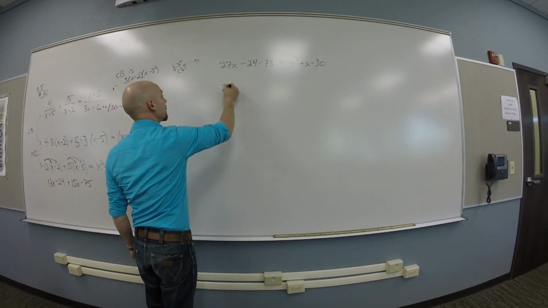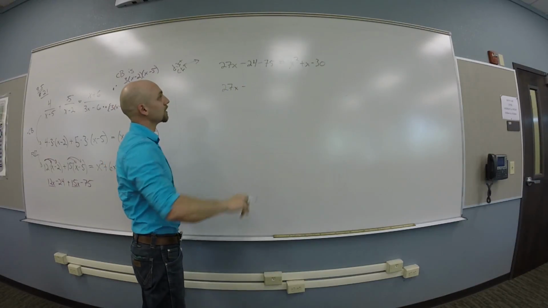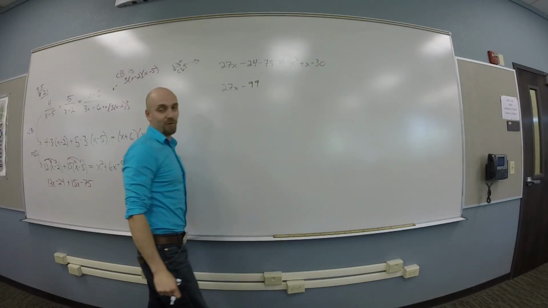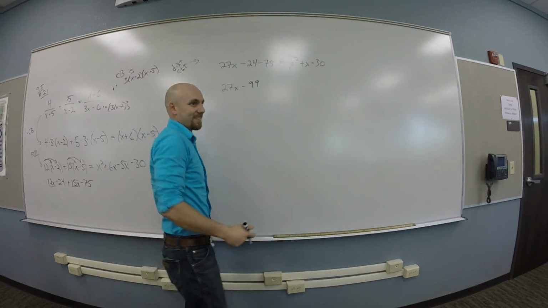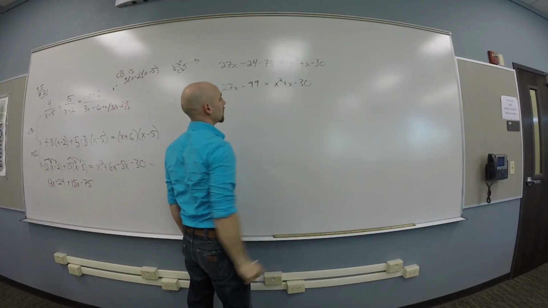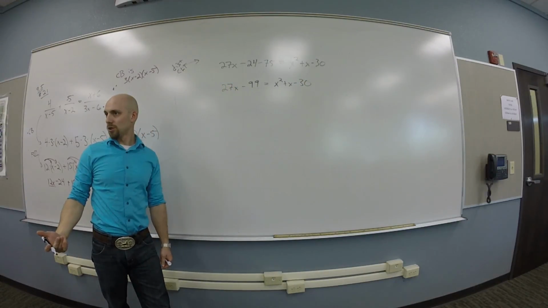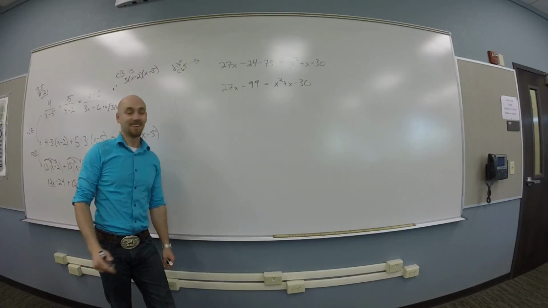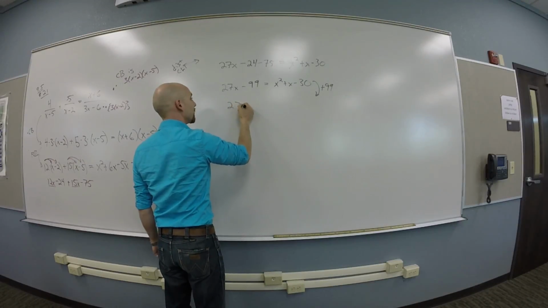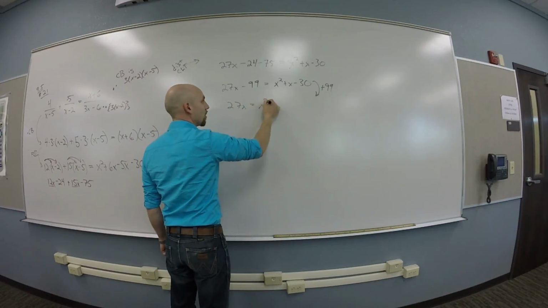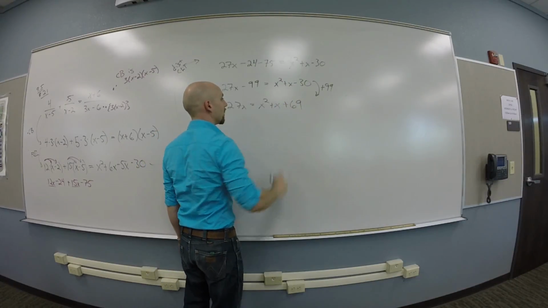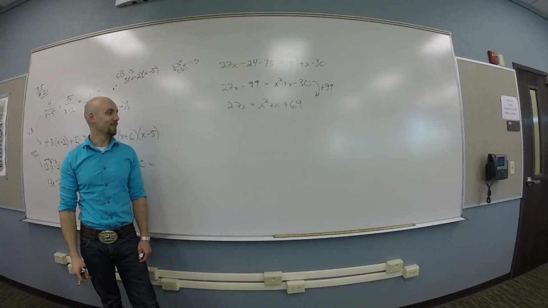So let's see. I got 27x minus 99. Okay, now that they're written down, I can do this, right? And this is x squared plus x minus 30. Just like terms. How do you get like terms together? 99. Okay. So we'll add 99 to both sides. So I'll get 27x is x squared plus x plus 69.